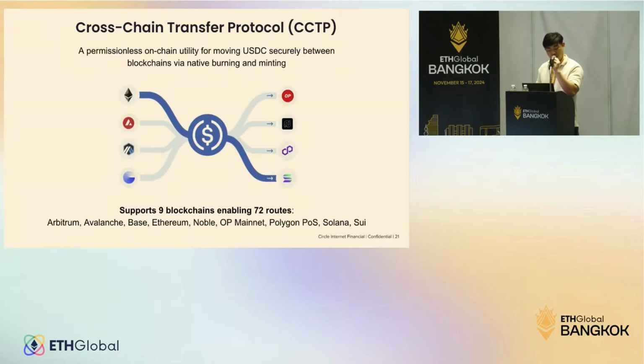So we support 9 chains as of now, Sui included, from Arbitrum, Avalanche, Base, Ethereum, OP, Polygon PoS, to Solana. If you want to build an interoperable product that works across all of these chains, I encourage you to build with CCTP.